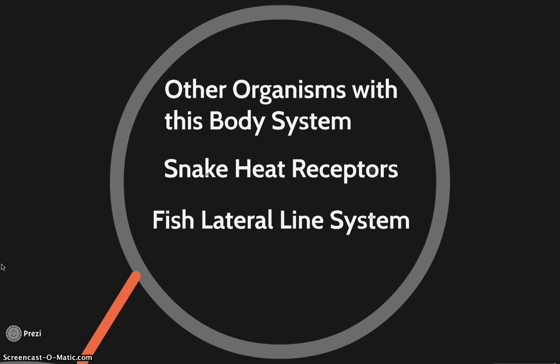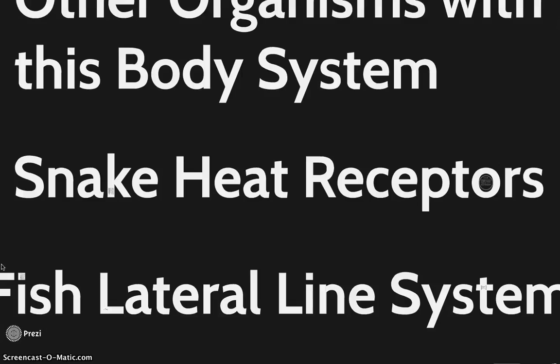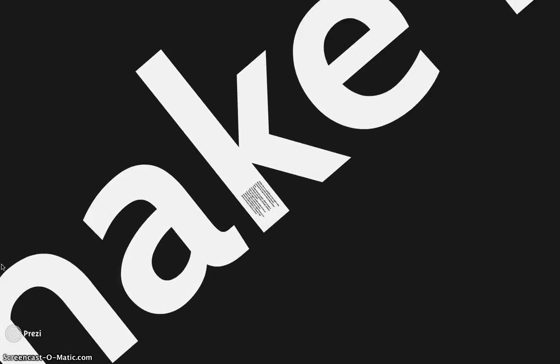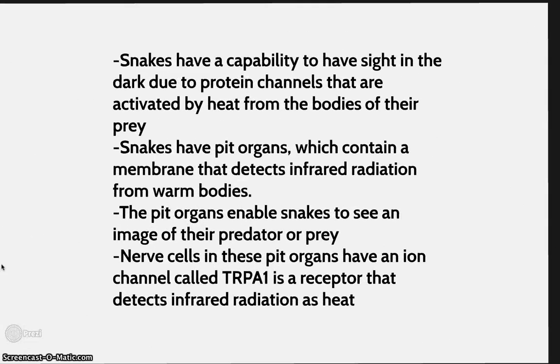Other organisms have this body system. One example is snakes, which have heat receptors. Snakes have the capability to see in the dark due to protein channels that are activated by heat from the bodies of their prey. Snakes have pit organs, which contain a membrane that detects infrared radiation from warm bodies. The pit organs enable snakes to see an image of their predator or prey.